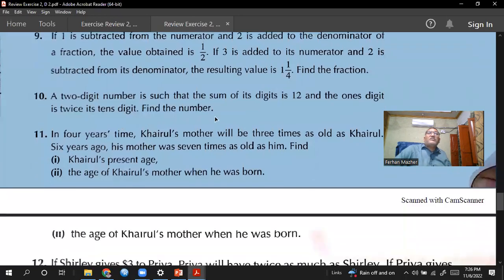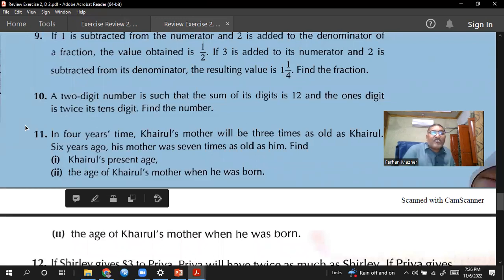Then we have question number 10 coming up on your screen. It says a 2-digit number is such that the sum of its digits is 12 and the ones digit is twice its tens digit. Find the number. Okay, so suppose that the tens digit is x and the ones digit is y. So x plus y is equal to 12. That's the first thing. The second thing is that the ones digit is twice its tens digit. So y is equal to 2x. That's the second thing.